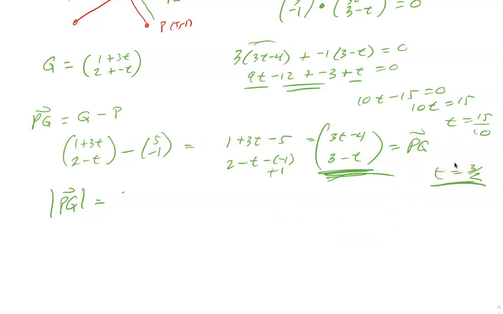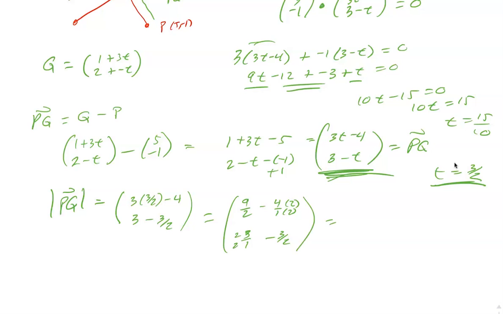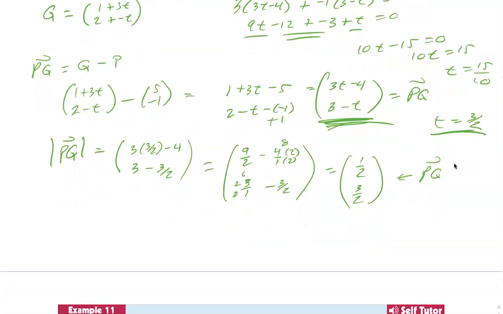So let's plug it in. 3 times 3/2 minus 4. 3 minus 3 halves. Oh, hope we like fractions. Let's see. 9 over 2 minus 4. For a common denominator, 2 over 2. On the bottom, I have 3 over 1 minus 3 halves, and for a common denominator, 2 over 2. So I'm going to get 1 half, and 6 minus 3 halves is 3 halves. So that's the actual PQ. The actual coordinates for PQ are 1 half and 3 halves. But again, I want the distance. So magnitude.